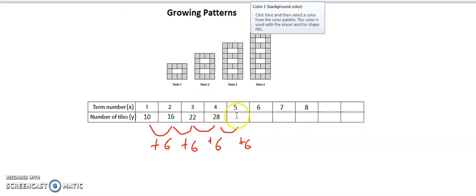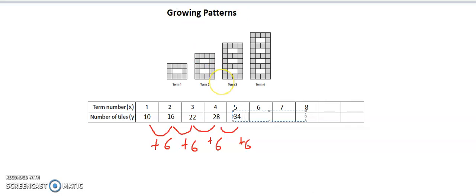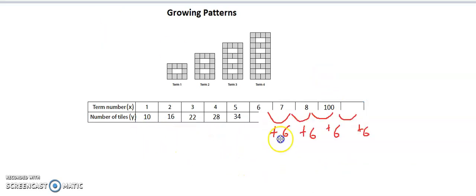Let's do that. 28 plus 6 is 34. 34 plus 6 is 40. 40 plus 6 is 46. And 46 plus 6 is 52. So we've found our relationship, which helps us come up with our pattern. But what happens if I asked you to tell me how many tiles there would be for term number 100? It makes it a lot harder, and this is why we need to look at algebra.